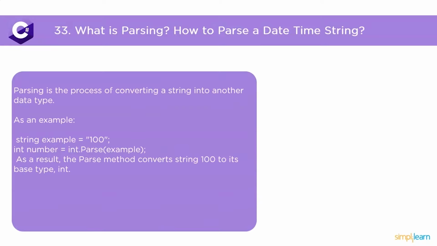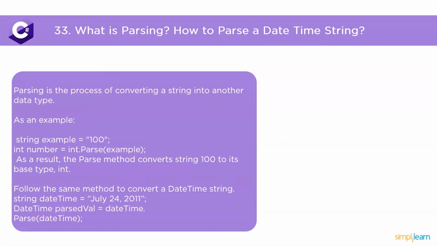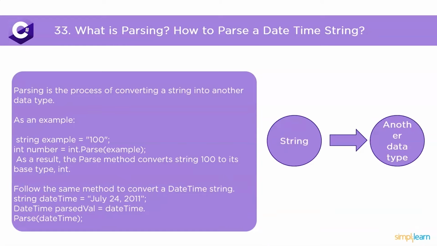The answer for this question is, parsing is a process of converting a string into another data type. For example, consider the string value 100, which we are attempting to convert into a number variable of integer data type using the parse function. As a result, the parse method converts string 100 into its base type, that is integer. Following the same method to convert a date time string: DateTime date = "July 24, 2011"; DateTime parsedVal = DateTime.Parse(date).